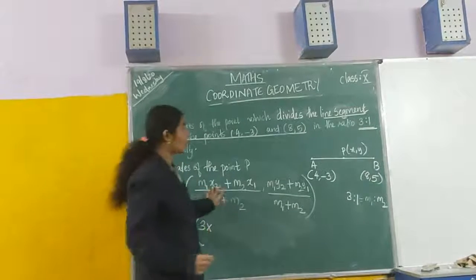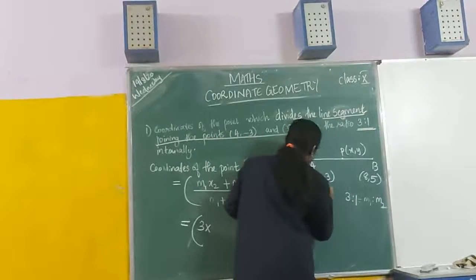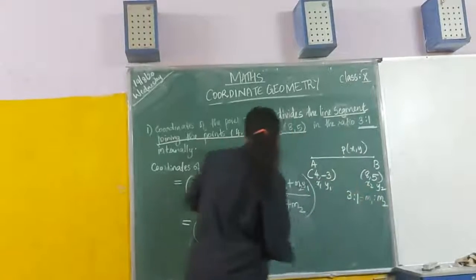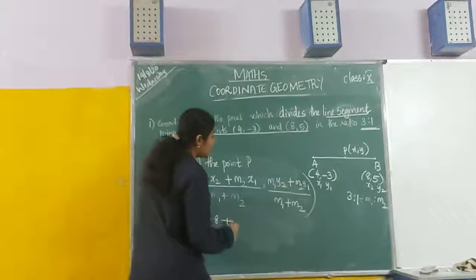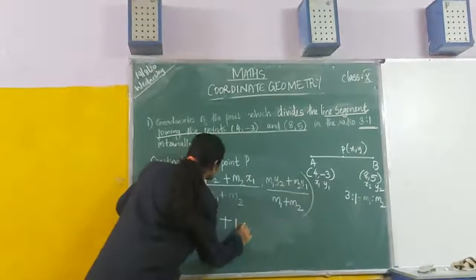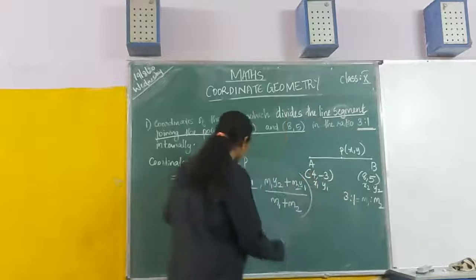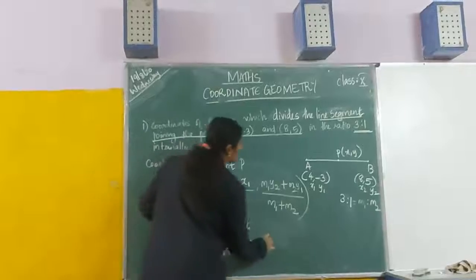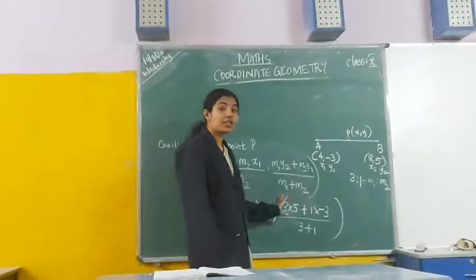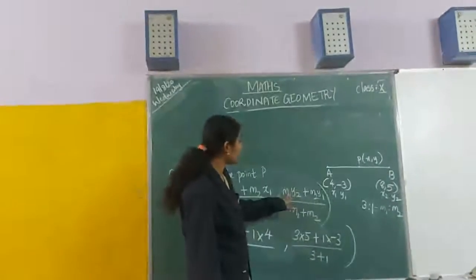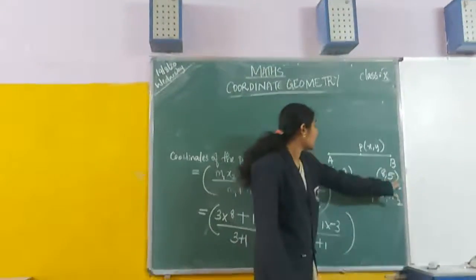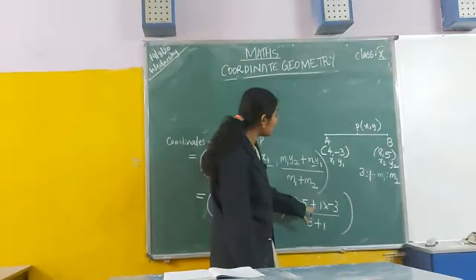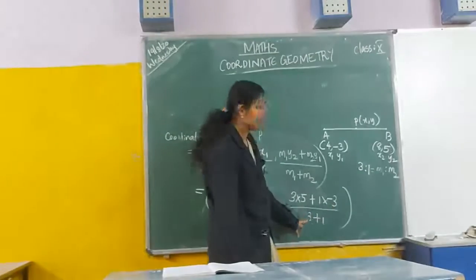3 into x2. This first point is (x1, y1), second point is (x2, y2). So x2 is 8, plus m2, 1, into x1, that is 4, divided by 3 plus 1. How to find the y coordinate? By substituting all the values, what you will get? m1 is 3, y2 is 5 and y1 is minus 3. Substitute the values, you will get 3 into 5 plus 1 into minus 3, divided by 3 plus 1.